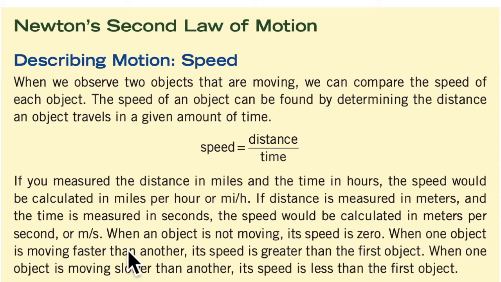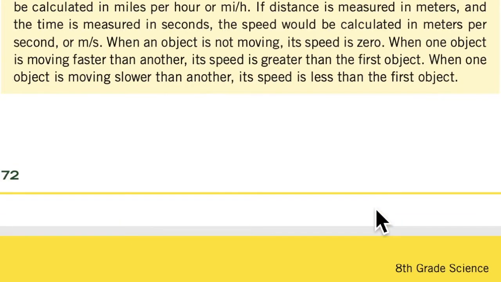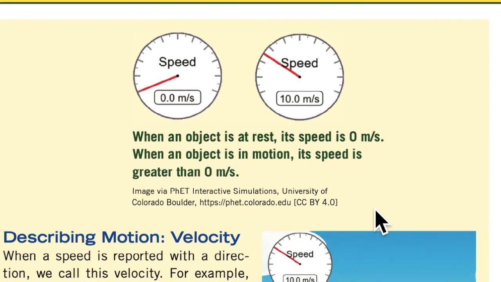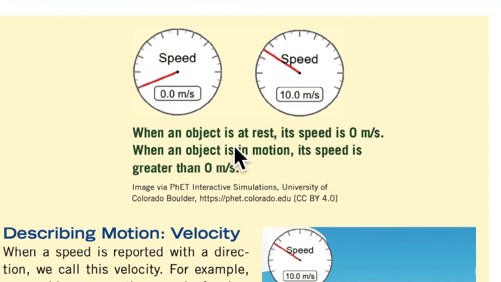When one object is moving faster than another, its speed is greater than the first object. When one object is moving slower than another, its speed is less than the first object. When an object is at rest, its speed is 0 meters per second. When an object is in motion, its speed is greater than 0 meters per second.